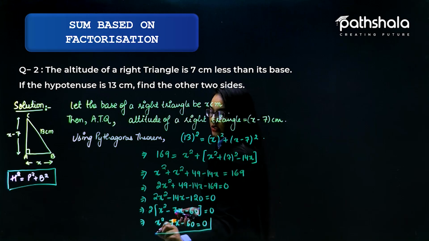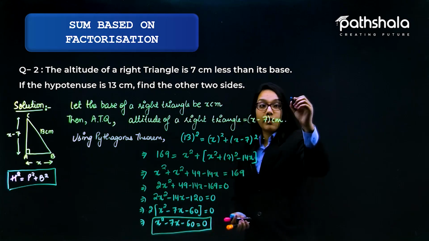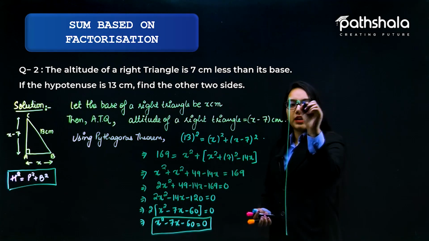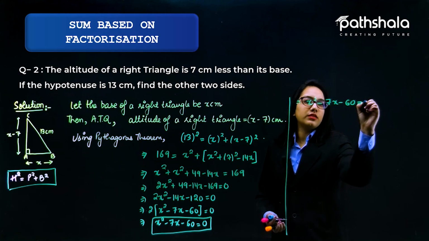So this is the actual equation that we are getting. So this is my quadratic equation. Now let's just find out the factors. So this is nothing but x square minus 7x minus 60 is equal to 0.